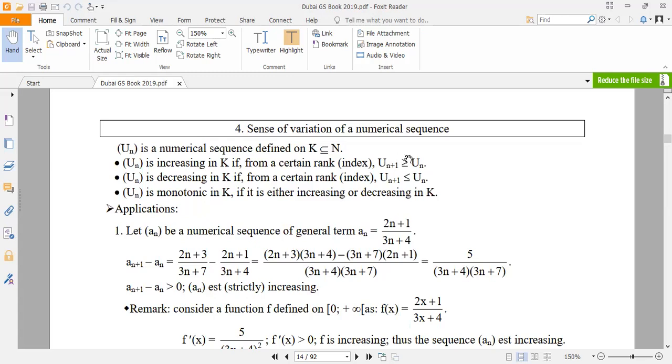If un plus 1 is greater than un, it is increasing. If it is less than un, it is decreasing. To know this, we simply find the difference, un plus 1 minus un. Here, an plus 1 minus an. If the answer is positive, then an plus 1 is greater than an, so it is increasing. If this answer is negative, then an plus 1 is less than an, so it is decreasing.